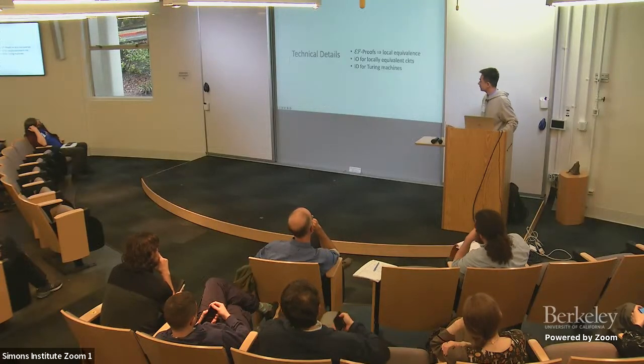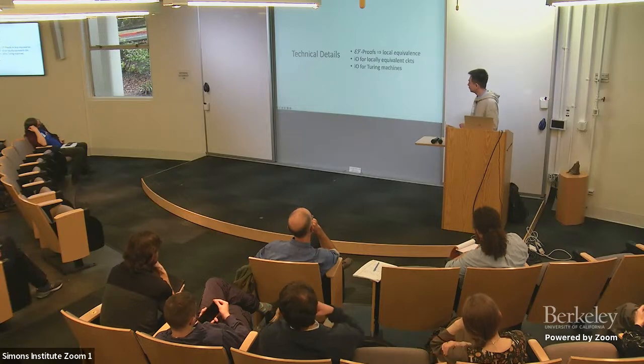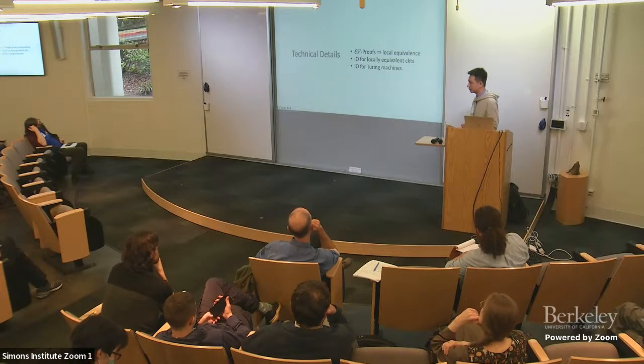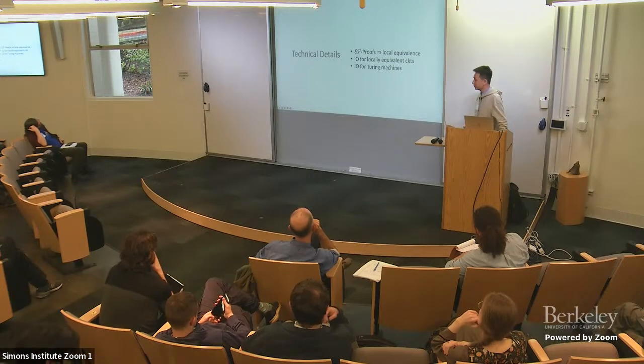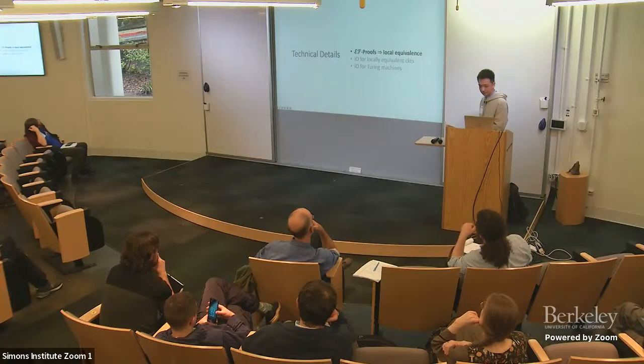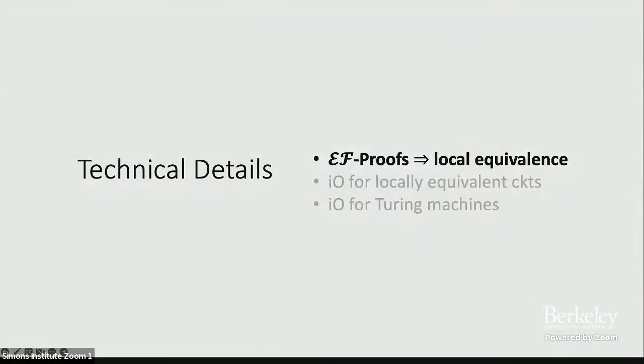Okay. So in the rest of this talk, I'm going to show you more technical details. First, I will show you how to use the extended Frege proof to translate it to a series of local changes, a series of locally equivalent circuits. Next, I will show you how to use I/O for locally equivalent circuits without a loss that is due to the equivalence class. And finally, I will show you how to extend this idea to use I/O for unbounded input length Turing machines. So let's first focus on how to translate this EF proof to locally equivalent circuits.